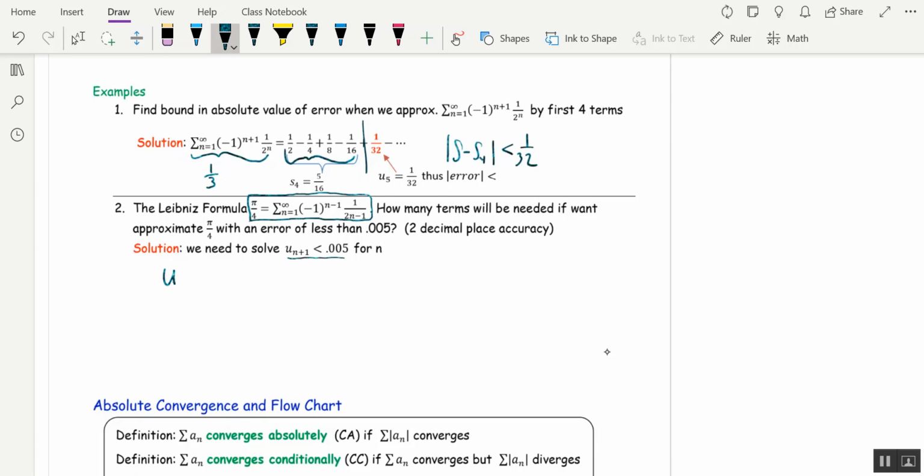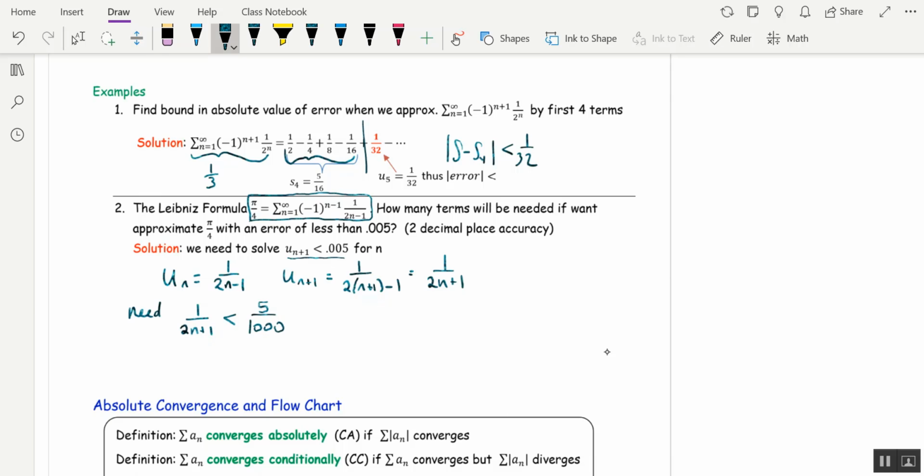So first of all, what's u_n? u_n is the terms without the minus. So that's 1 over 2n minus 1. So u_(n+1), be careful, you're not just adding a 1 on. This is 1 over 2(n+1) minus 1. So that simplifies to 1 over 2n plus 1. So that's your u_(n+1). So what we need is that u_(n+1), which is 1 over 2n plus 1, should be less than 0.005, which I'm going to write as a fraction, 5 over 1,000.